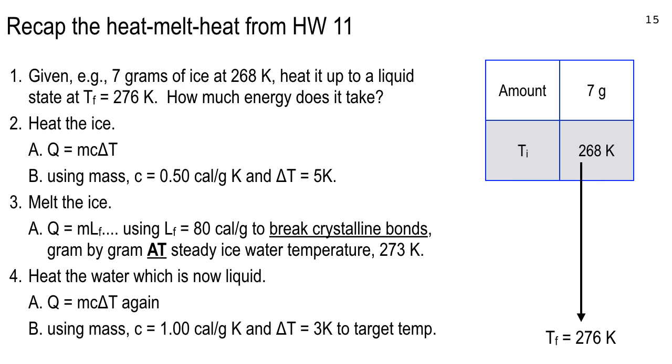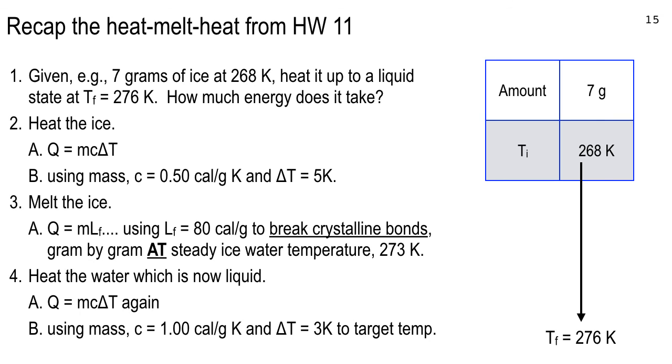All right. Now, once you've melted, you put 80 calories per gram, however many grams you got. So in this case, 560 calories. You've got it all melted, but it's still at 273. Now you've got to heat it up from 273 to whatever your target temperature is. In this case, the target temperature is 276. So that's another 3 K.